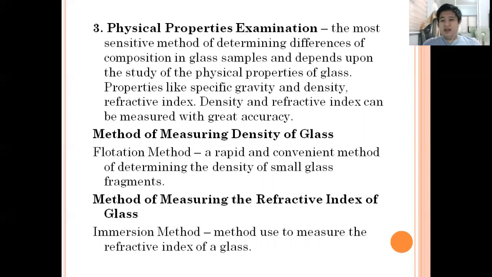We study it in forensic photography, the travel of light. There are reflection, refraction, and so on and so forth. So the refractive index is the same as in the discussion in photography, the refraction of light. The manner in which the glass will refract the light that is passing through it, that is what we call the refractive index. So don't forget, if we are talking about the flotation method, we are talking about the method to determine the density of the glass, while in the immersion method, we are going to analyze the refractive index of the glasses.